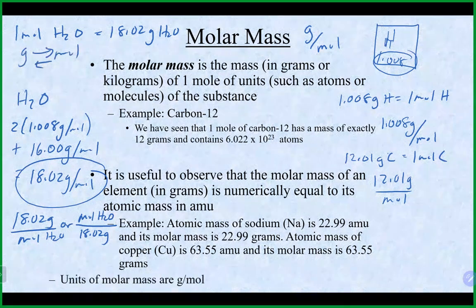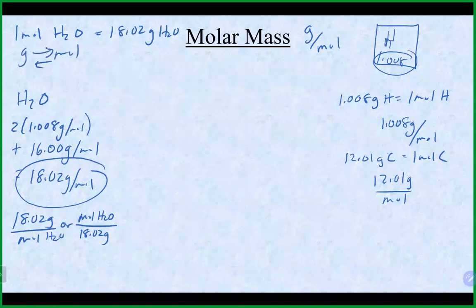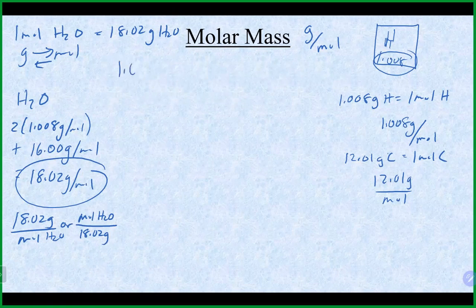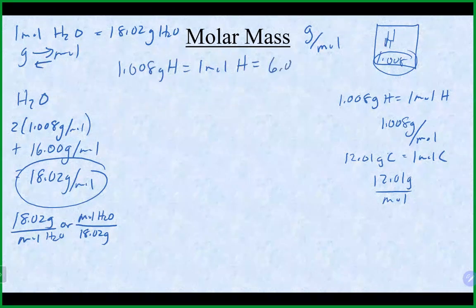Now, we know that there is 1.008 grams of hydrogen in 1 mole of hydrogen. There would be how many hydrogen atoms in 1 mole? It would still be Avogadro's number. So that is how they all tie to each other.